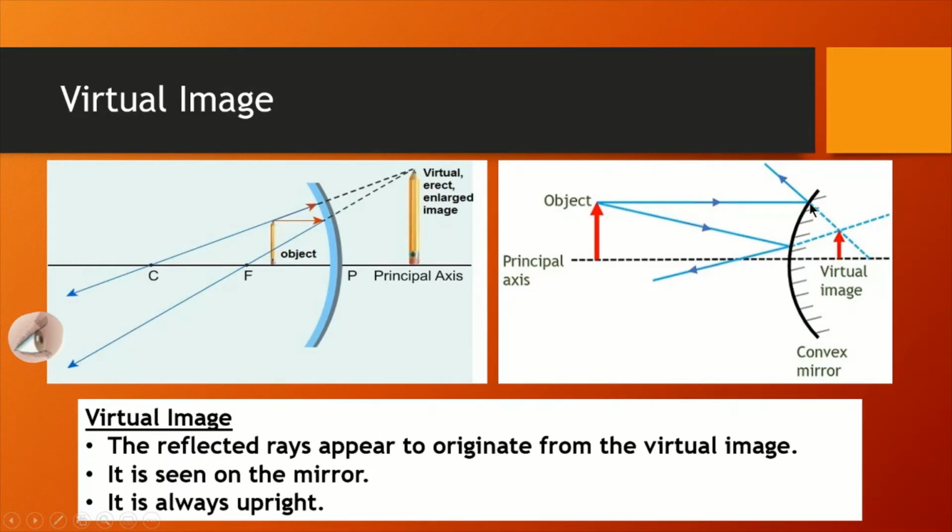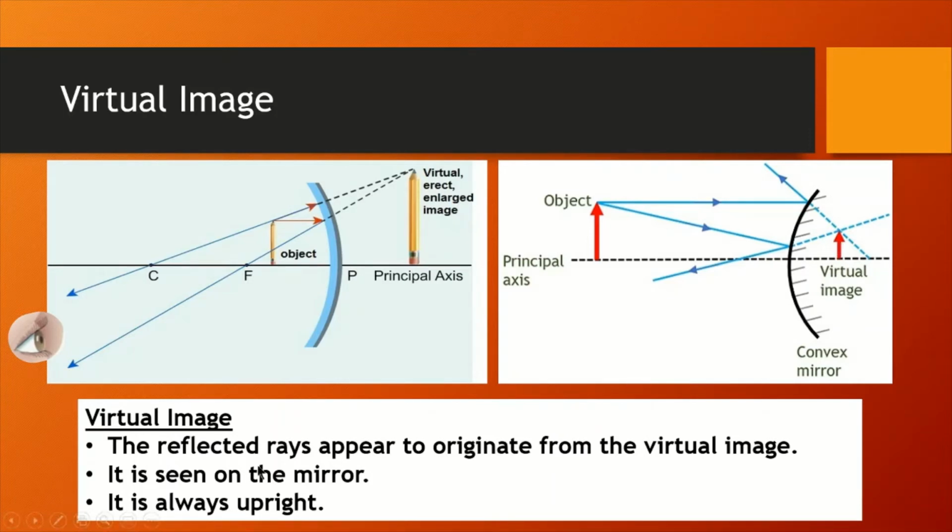Same thing here. This is a reflected ray. This is also a reflected ray. If we trace these two reflected rays into the mirror, we use dotted lines because they are not actual rays. So you see these two reflected rays originate from here and intersect here. So this is where the virtual image is formed.